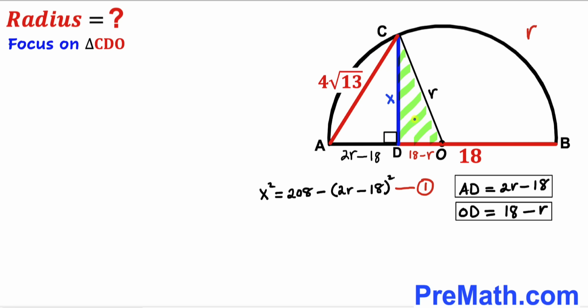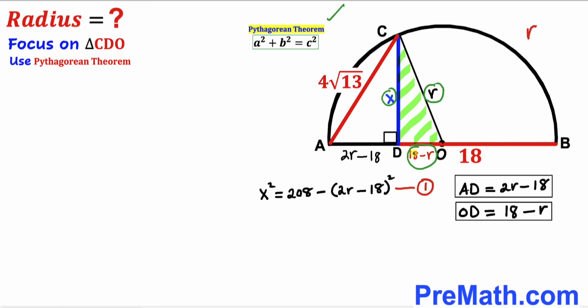And now we are going to focus on this other right triangle CDO. And we are going to apply the Pythagorean theorem on this triangle as well. And here's our Pythagorean theorem once again: a square plus b square equal to c square. And in our case, our hypotenuse is lowercase r, and our other two legs are x and 18 minus r. Let's go ahead and fill in the blanks in this Pythagorean formula.